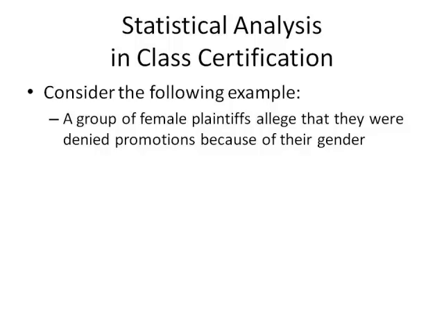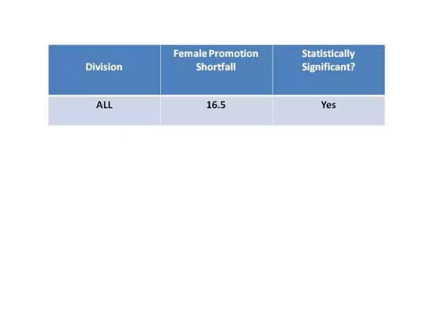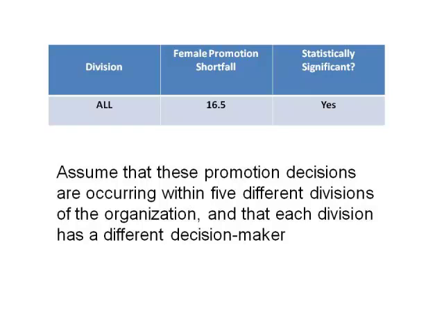Now let's look at another example. Let's assume we have a group of female plaintiffs, and they allege that they were denied promotions because of their gender. And we perform a statistical analysis of all female promotions across all divisions, and we find a female promotion shortfall of 16.5 promotions, and this disparity is statistically significant. Now let's assume that these promotion decisions are occurring within 5 different divisions of the organization. And let's also assume that each division has a different decision maker.